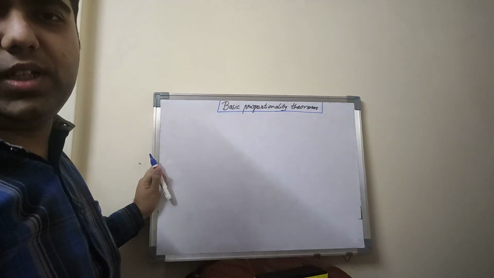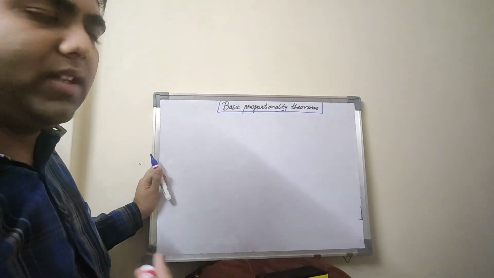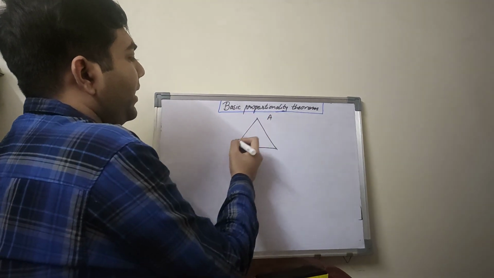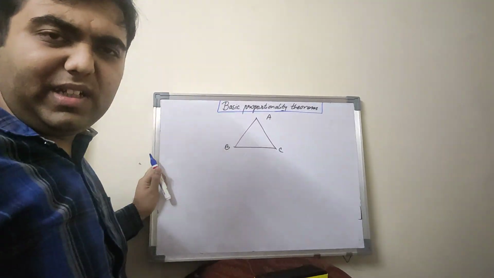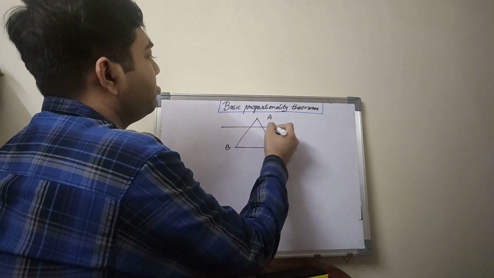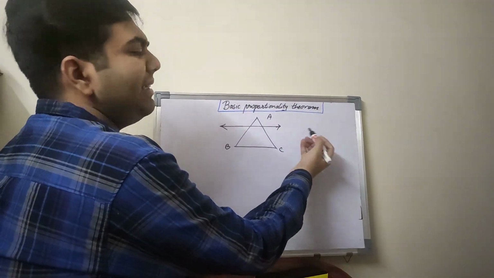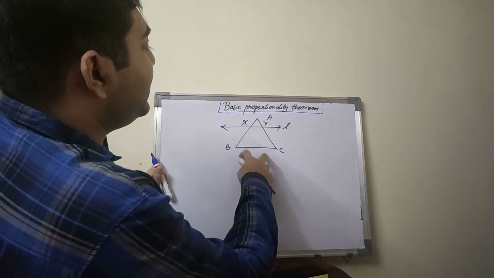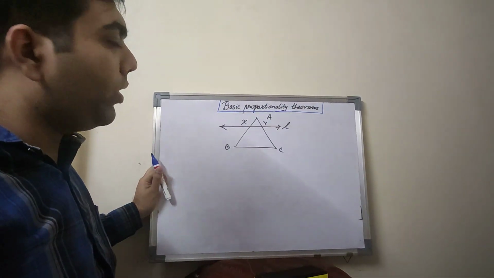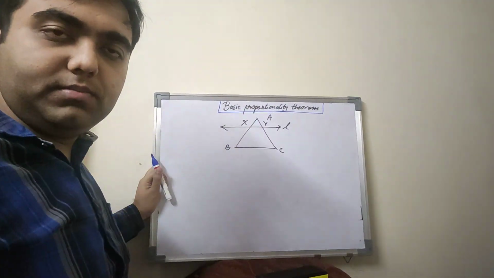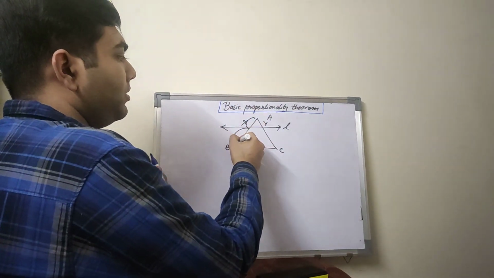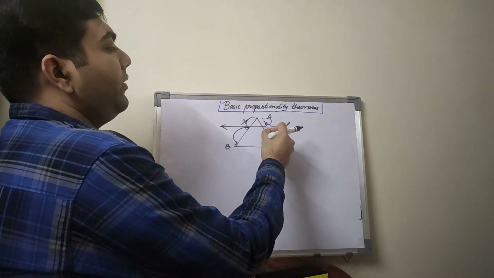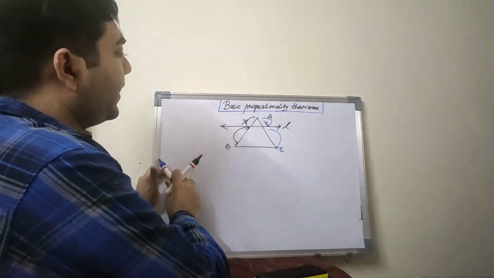Let's prove the basic proportionality theorem. I'll draw the triangle once again. You can take any triangle, the triangle ABC. What you need is a parallel line, let's name it L. It cuts the sides AB and AC in points X and Y. Okay. What we need to prove? That AX upon XB is the same as AY upon YC.